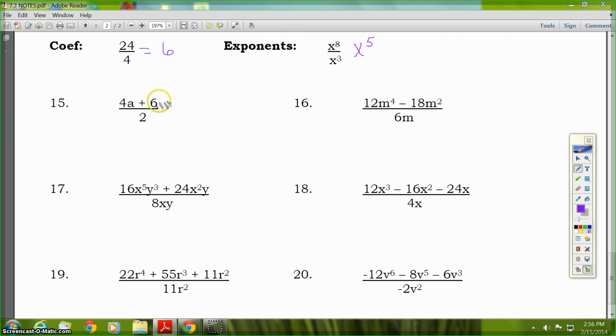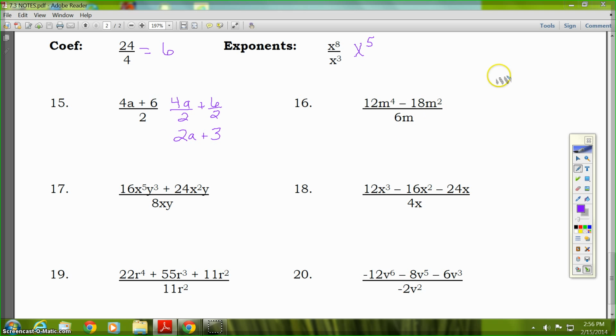2, everything gets divided by 2. So you might want to separate that. That might be easier, especially when we're simplifying. So I'm going to split it up and make everything divided by 2, and then I can simplify from there. 4 divided by 2 is 2, so I have 2a, and then 6 divided by 2 is 3, and I have 2a plus 3 as the quotient.